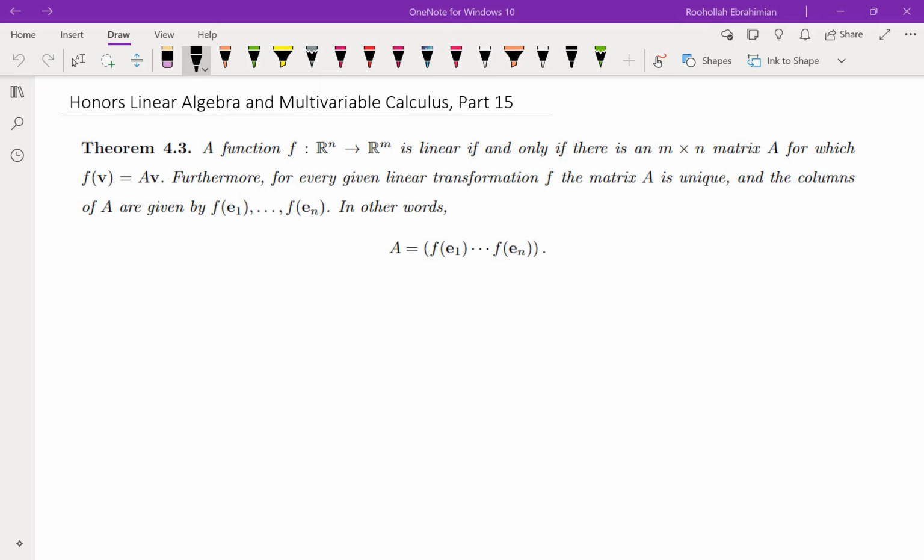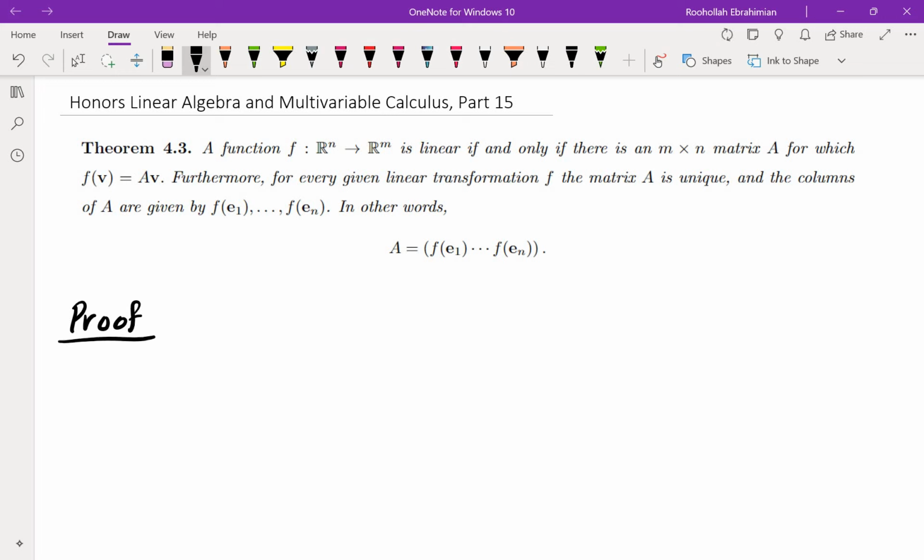Hello, in this video we're going to talk about the relation between a linear transformation and its matrix. So here is the first theorem. A function f from Rn to Rm is linear if and only if there is a matrix A for which f of v is equal to A times v. Furthermore, for every given linear transformation f, the matrix A is unique and the columns of A are given by f of e1 all the way to f of en.